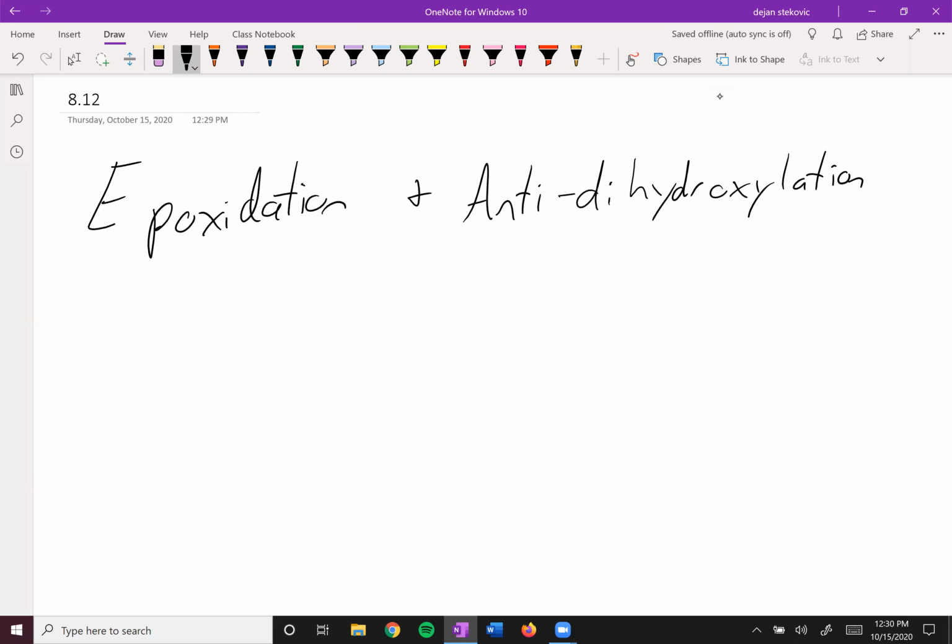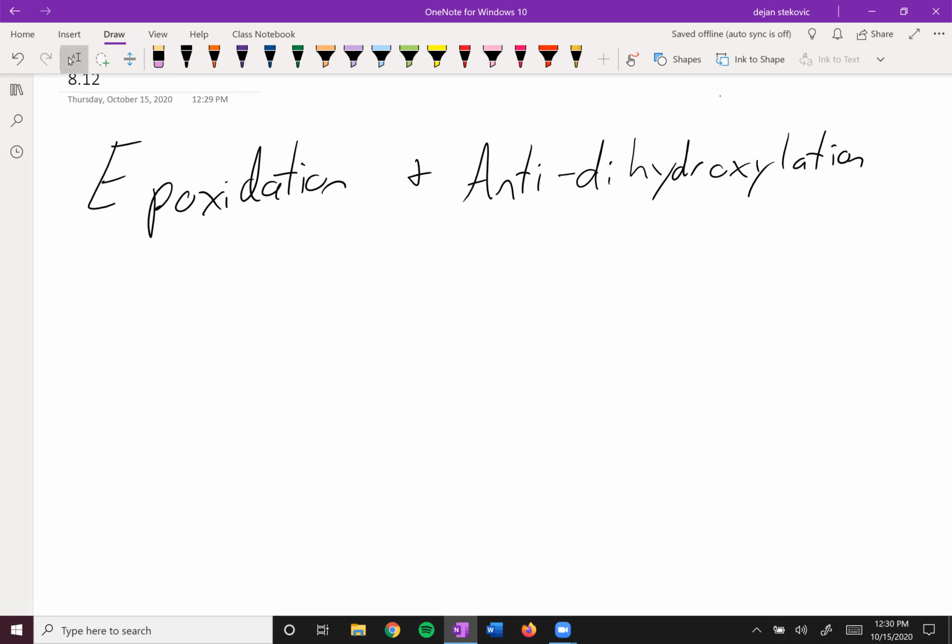Right, so next up we've got epoxidation, and then after that, anti-dihydroxylation. Epoxidation means the formation of an epoxide. An epoxide is a three-membered ring with two carbons and an oxygen, right? This is what an epoxide is.